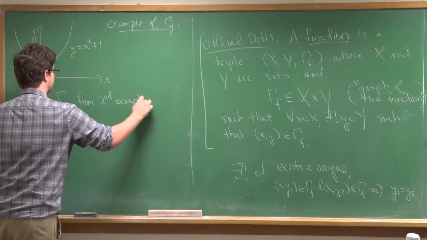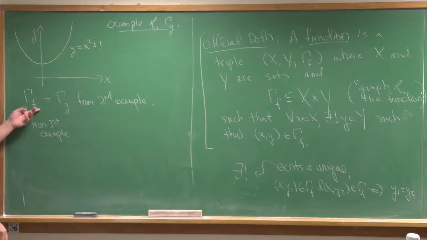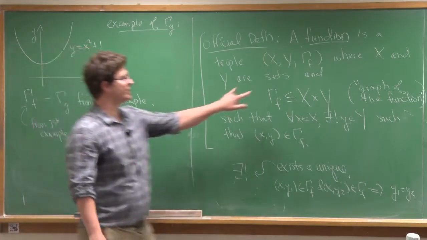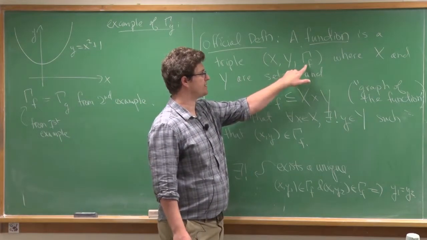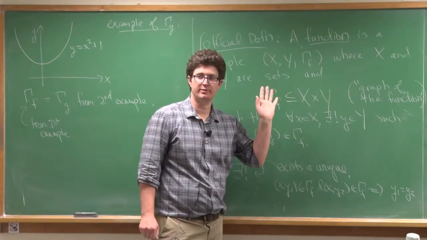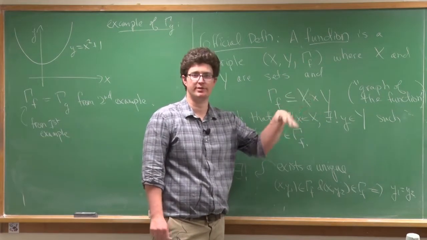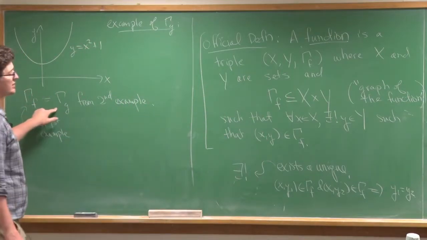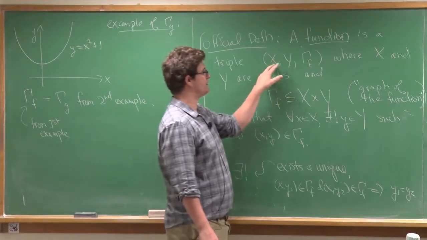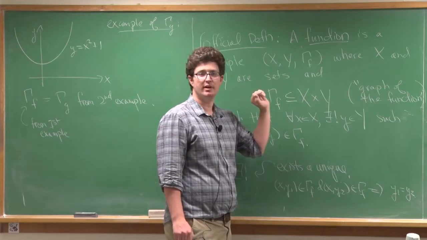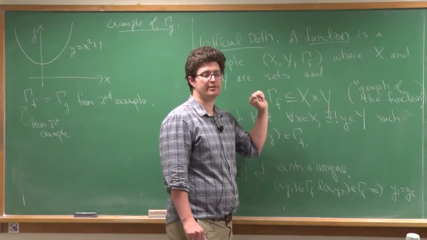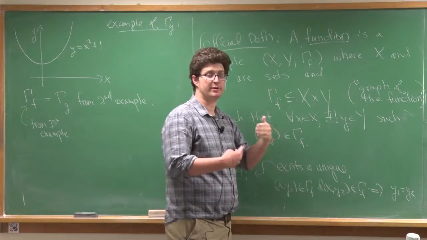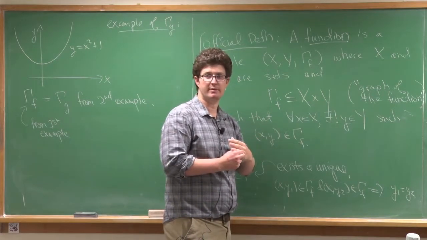Some textbooks, I should give you a little warning, rather than requiring equality of these triples, they just say that two functions are equal if their graphs are equal. And they just identify functions with their graphs. In this class, since the book follows the convention that you need the domain and codomain to be the same, in order for the functions to be equal, we'll be doing the same thing. Does that make sense?